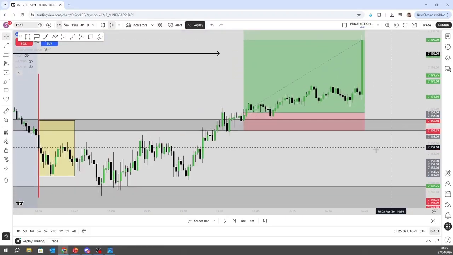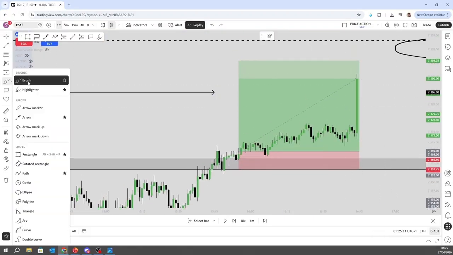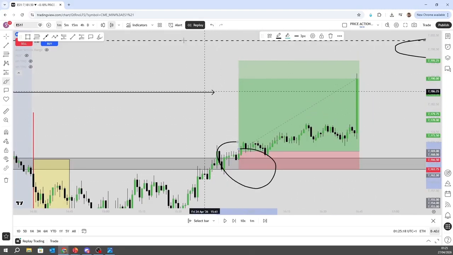I closed the trade early. I wasn't happy with the chop over here, so I closed just before this happened, which was a bit of a shame, but it's okay. It's more important to understand we're breaking this down.